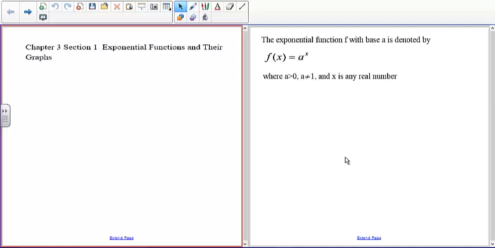Okay, so now we're moving on to chapter 3, and the first section is talking about exponential functions and their graphs. So chapter 3 is going to deal with exponential and logarithmic functions, which turn out to be very common, especially the exponential function in calculus and in science. So you'll definitely see these again if you take calculus.